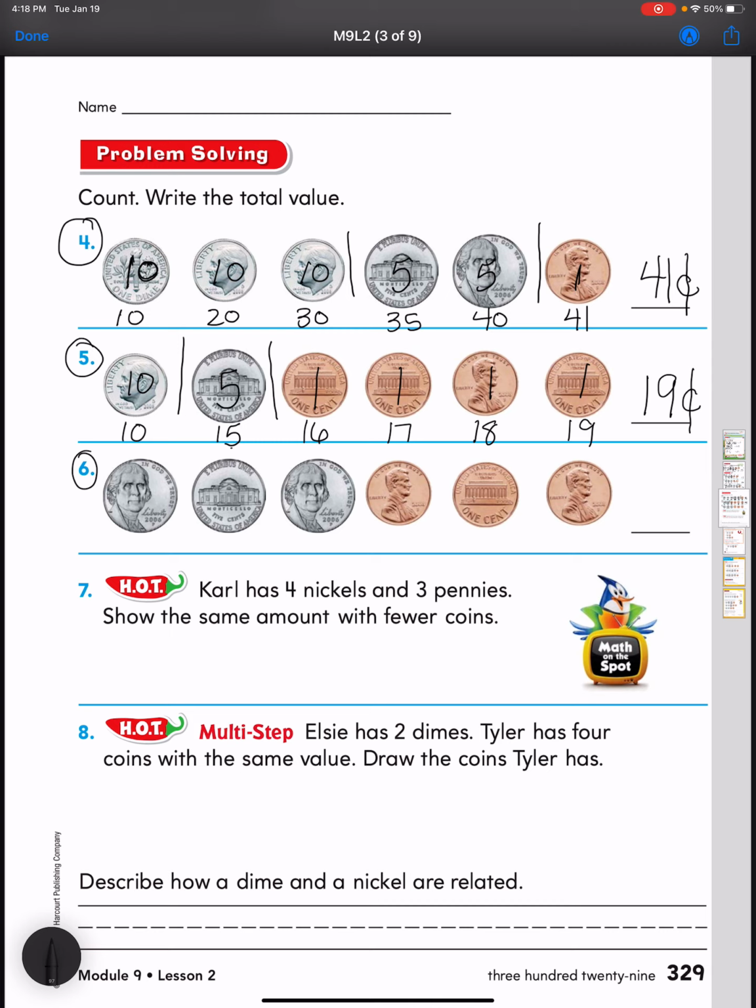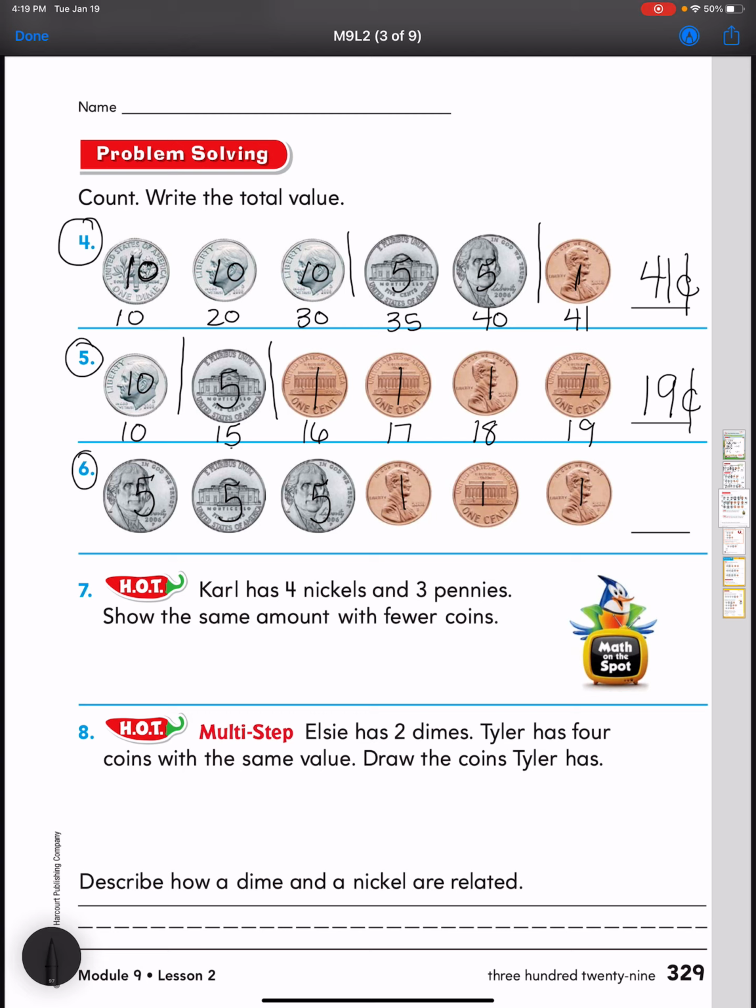Okay, let's look at number 6. This is a nickel. A nickel is 5. This is a nickel, it's worth 5. This nickel is worth 5. And now I have pennies. Pennies are worth 1. So now I know the value of all of my coins.